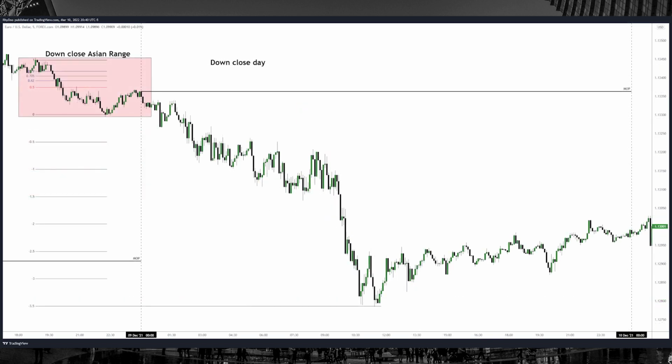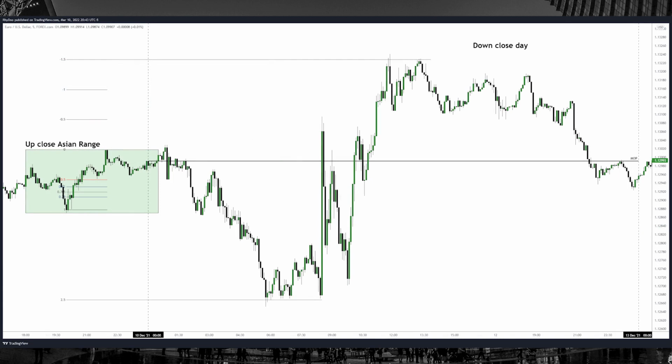Now let's look at some examples from December, where volatility might be lower than in other months. 10th chart, here we have a down close Asian range. We then expect a down close day. Deviation is -3.5. In the next one the Asian range is an up close range. We do expect an up close day.